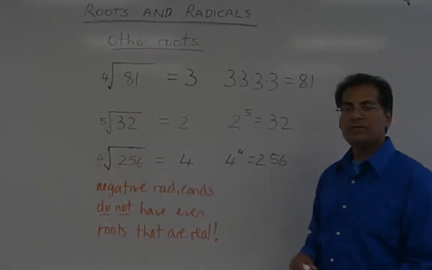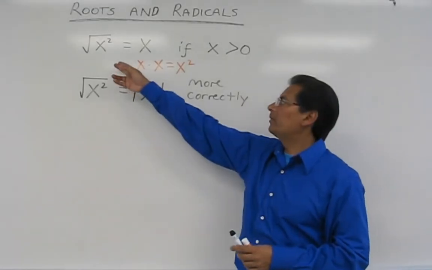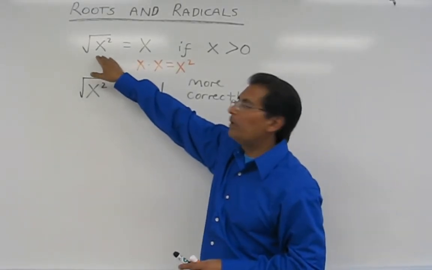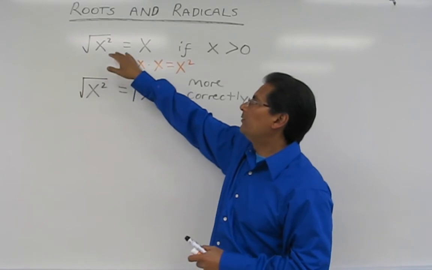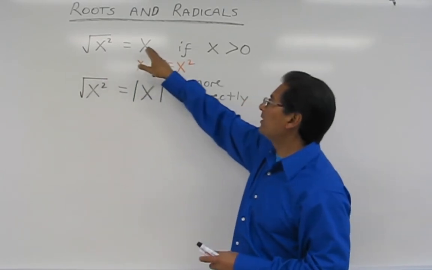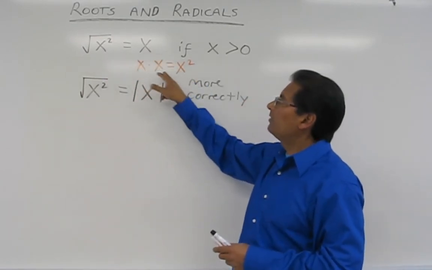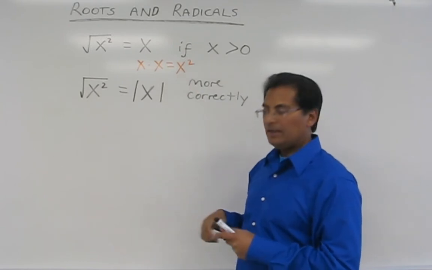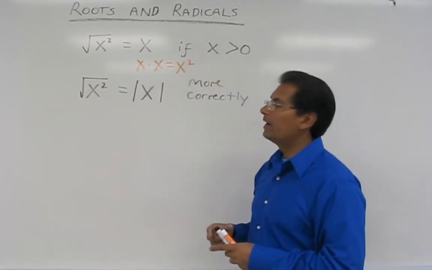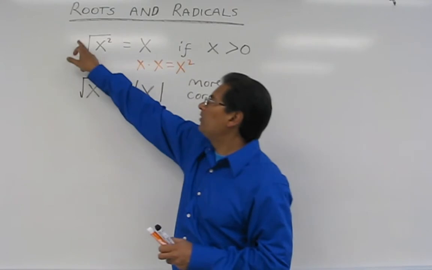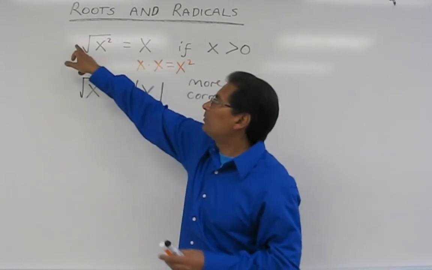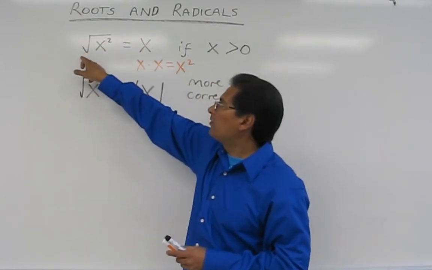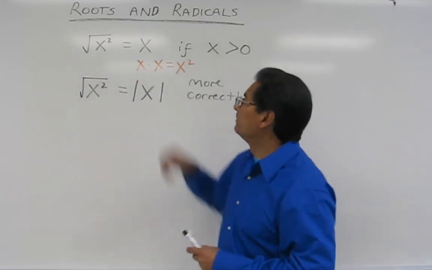Let's take some examples. Here we're putting a variable into our radicand, the square root of x squared, and we're going to say the square root of x squared is x. Why? Because x times x gives me x squared. Now technically, that's only if x is greater than 0, because we're looking for the positive square root here. It's understood as positive if there's no negative in front.